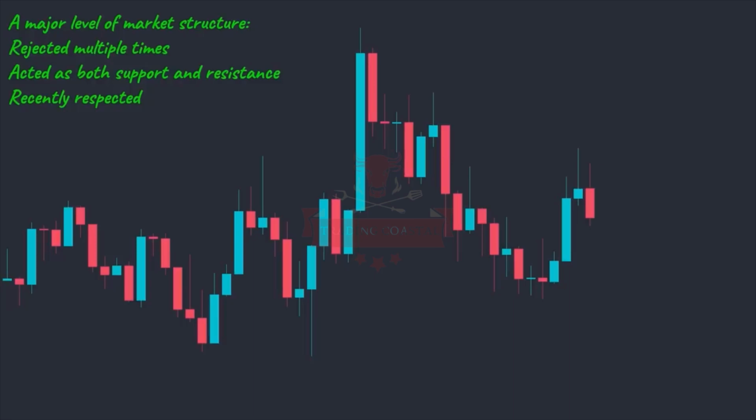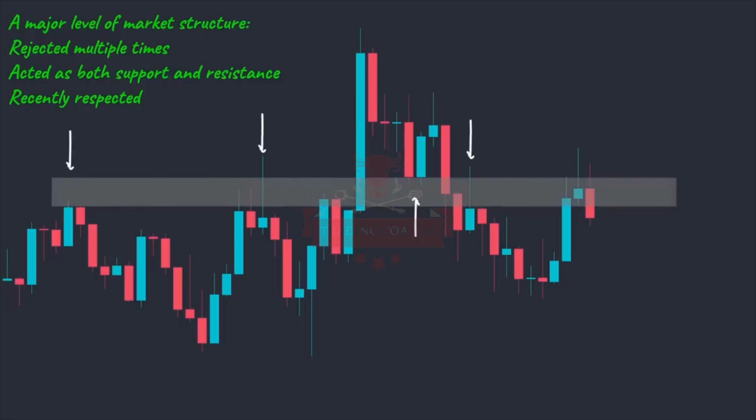For example, here, this area has been rejected multiple times recently, and it has acted as both support and resistance. When the price returns to this zone, this is an excellent opportunity to look for short entries. We will closely monitor price action signals and candlestick patterns to get our entry reason. For instance, forming a bearish engulfing candlestick pattern in this zone can be our entry reason to go short.